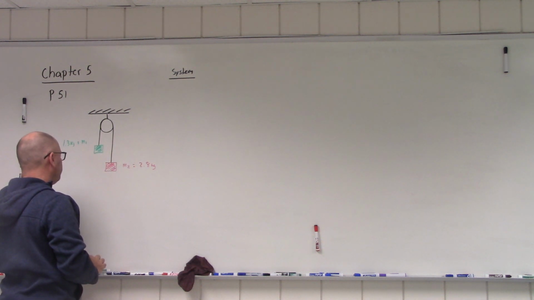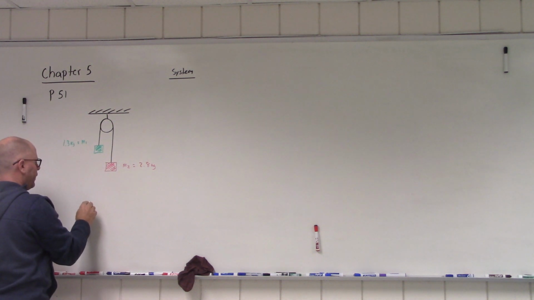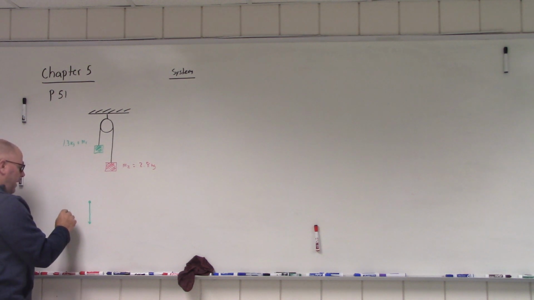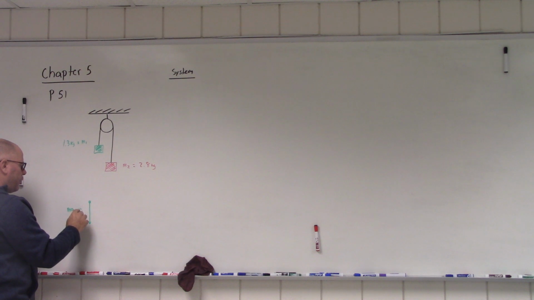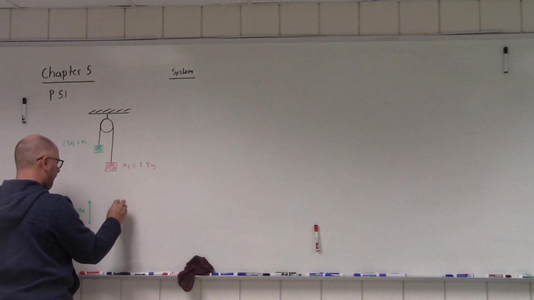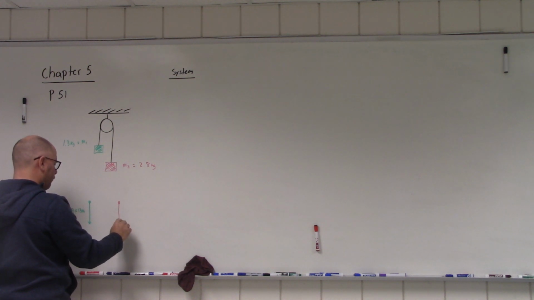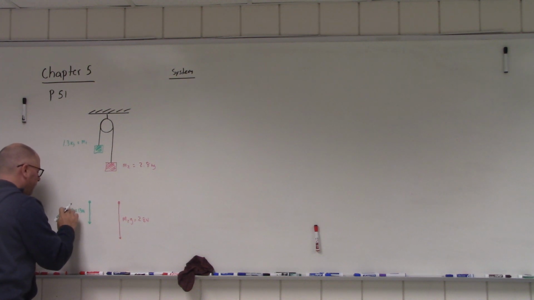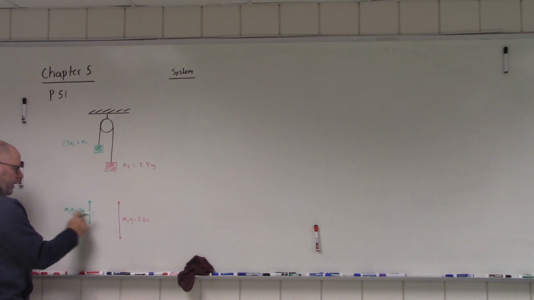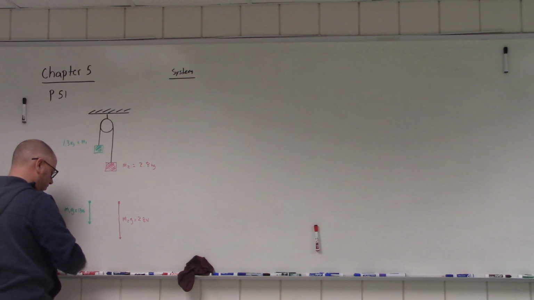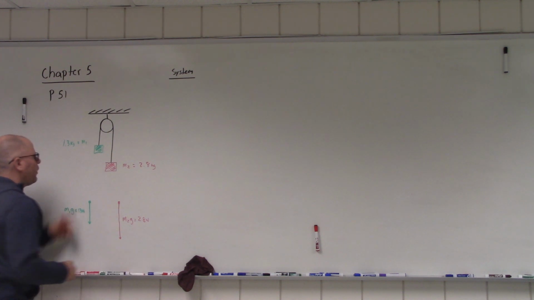When I do the green one, the thing I notice is that the Earth is pulling it down. So this is m1g, which is equal to 13 newtons. For the red one over here, this is m2g, which is equal to 28 newtons. Oh, sorry, I forgot, this is m1g. Now, what's pulling them upward? This string is pulling them upward.